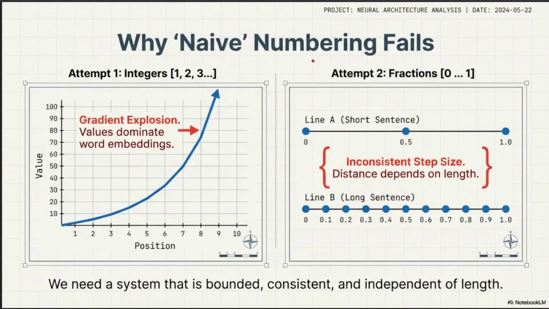So on the second attempt, if we use fractions from 0 to 1, you might say let's represent the start with 0 and the end with 1. The problem here is we have inconsistent step size. In a short sentence, the steps between words might be 0.5. In a long sentence, the step is 0.1. This confuses the model because the distance between the words keeps changing depending on the sentence length. So we need a system that is both bounded and consistent.